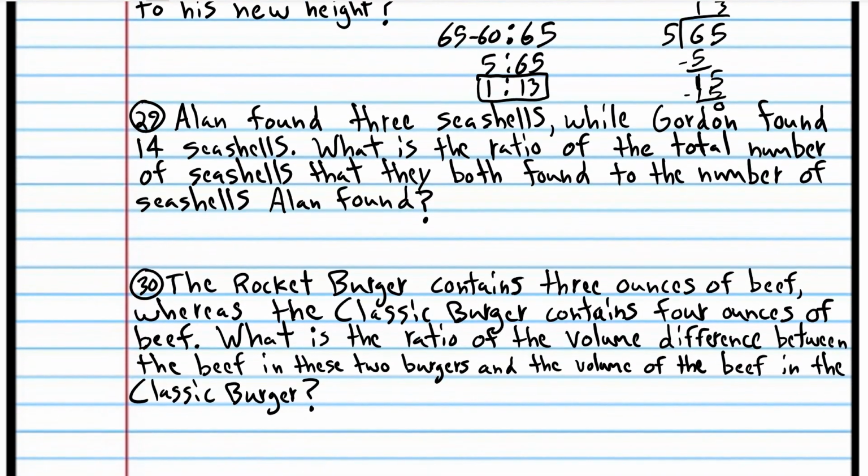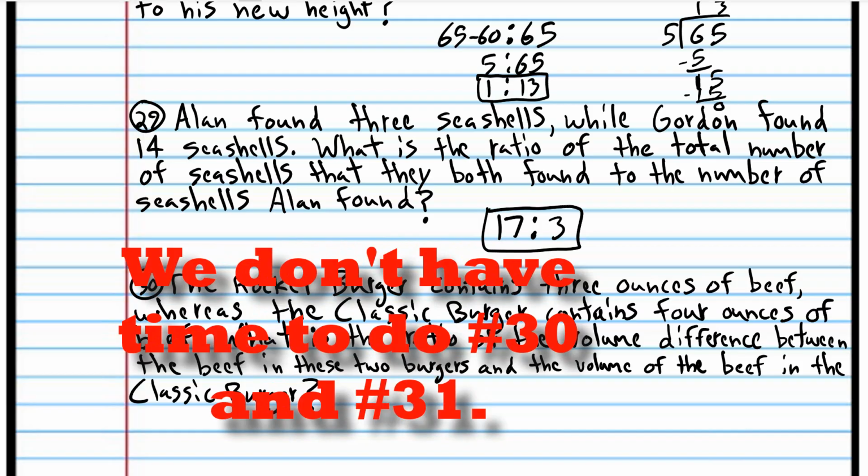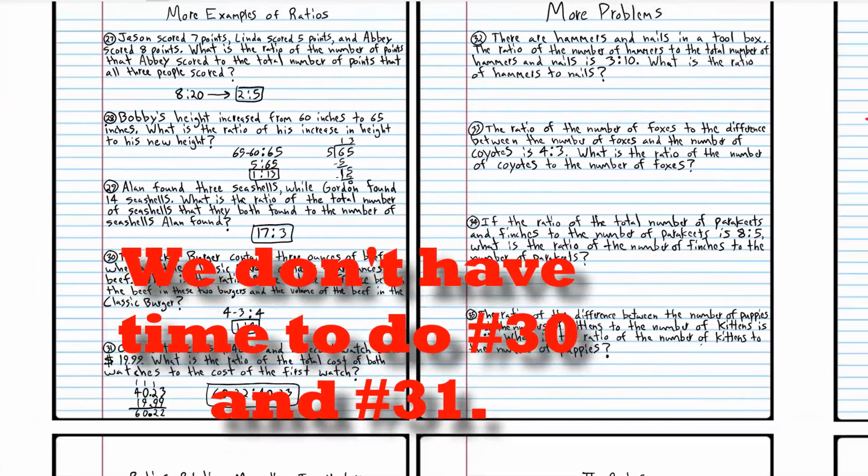All right, we're back. So Alan found 3 seashells while Gordon found 14 seashells. What is the ratio of the total number of seashells that they both found to the number of seashells Alan found? So the total number is 14 plus 3, which is 17. And the second number is the number of seashells Alan found, which is 3. So if you got 17 to 3, good job. Again, we're looking for the ratio of the total number of seashells that they both found to the number of seashells Alan found. On to number 32.